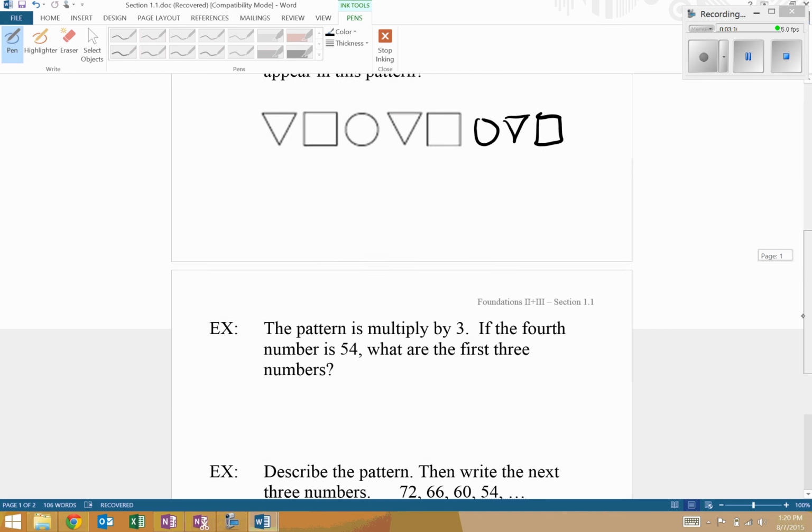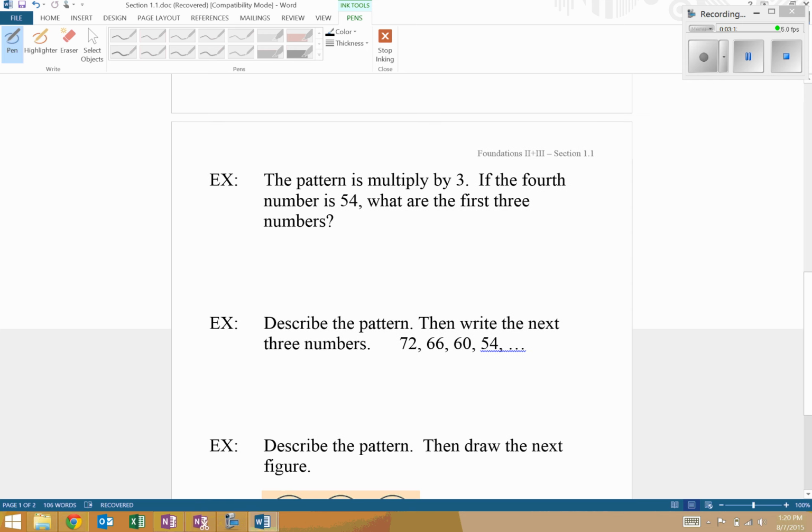So hopefully not too difficult here. Some of them are going to get a little bit more difficult. Sometimes there might be more than one thing you have to do. So here's another example. The pattern is multiply by 3. If the fourth number is 54, what are the first three numbers? So multiply by 3. So we're kind of asked to almost work backwards here.